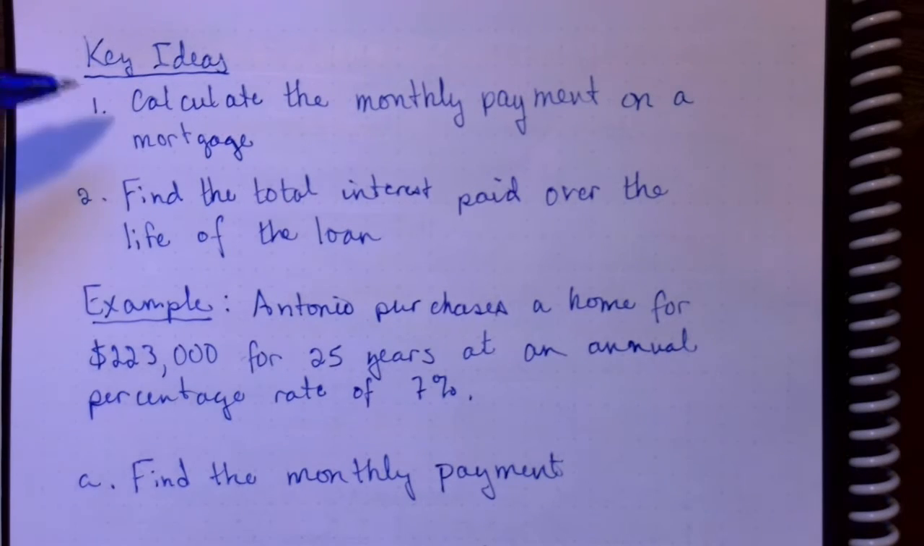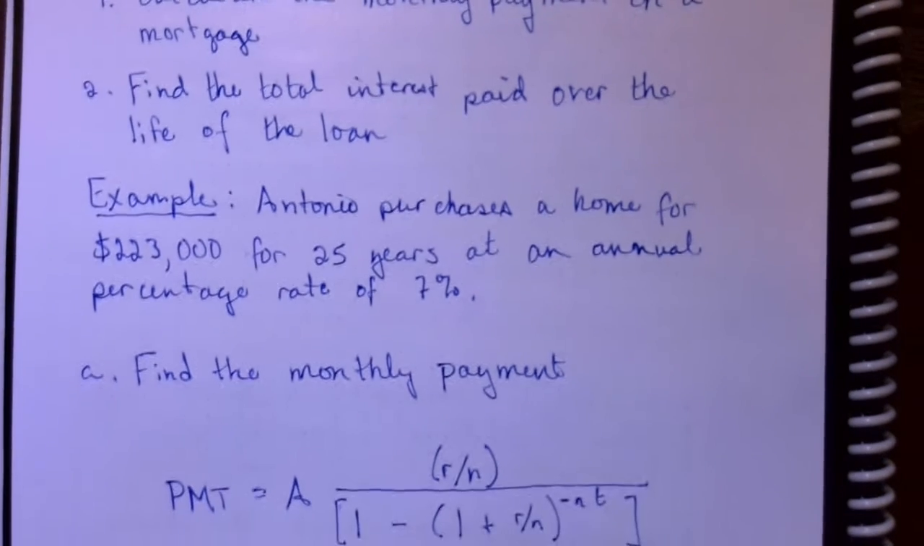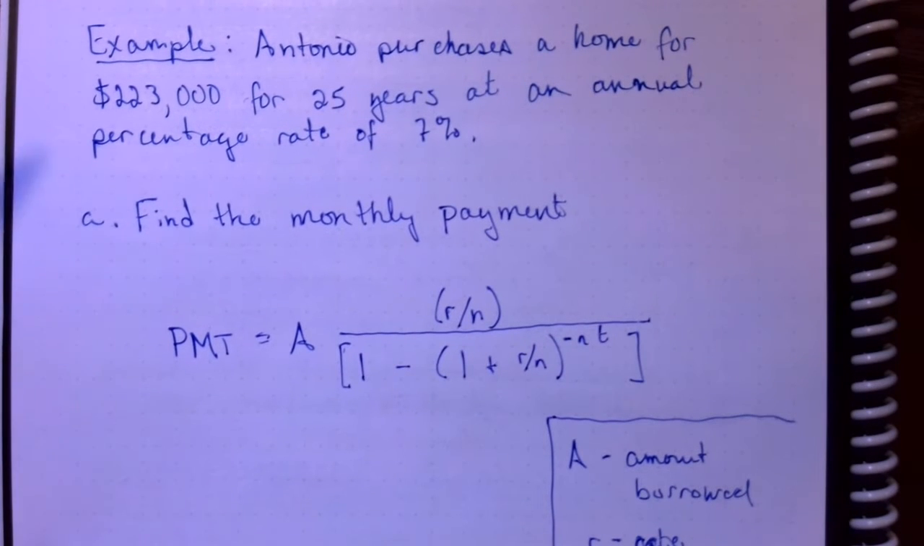All right, so key ideas. You should be able to calculate the monthly mortgage payment after seeing this video, where we show you how to use the formula. Once you have that, you can figure out the total amount of interest paid over the life of the loan. It's very quick once you've got the monthly payment. Okay, so let's look at this example right here.